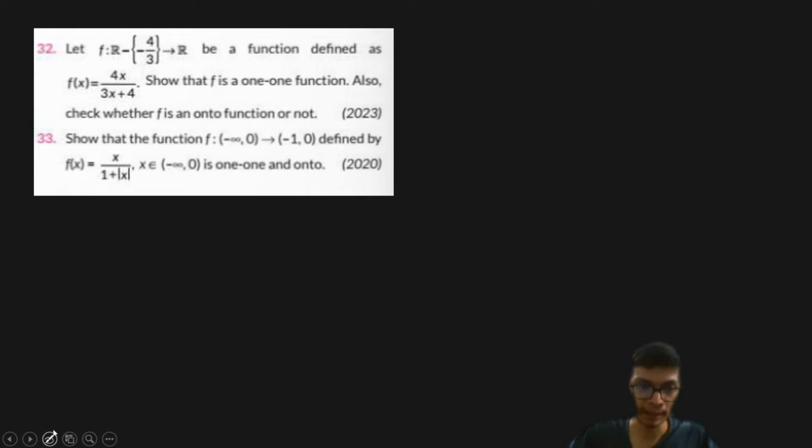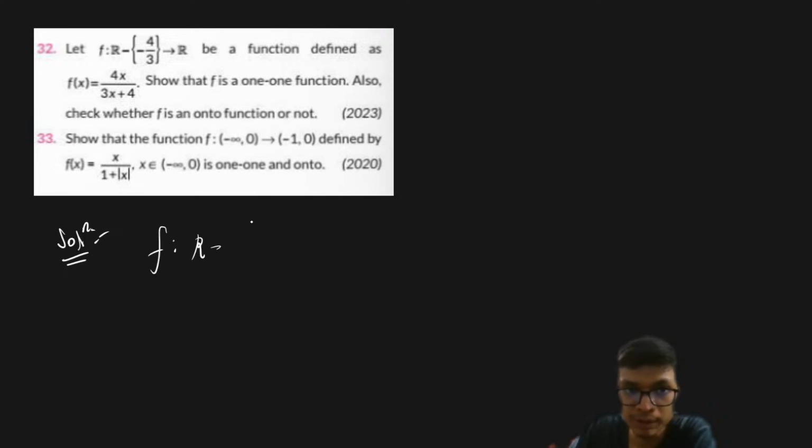Now let's understand the next set of problems. One type of problem is that, given a function definition, you have to predict the type of function, whether it is a one-one function or not, right? I am solving the first question: I have a function whose domain is all real numbers except minus 4 by 3, and it maps to all real numbers, right?